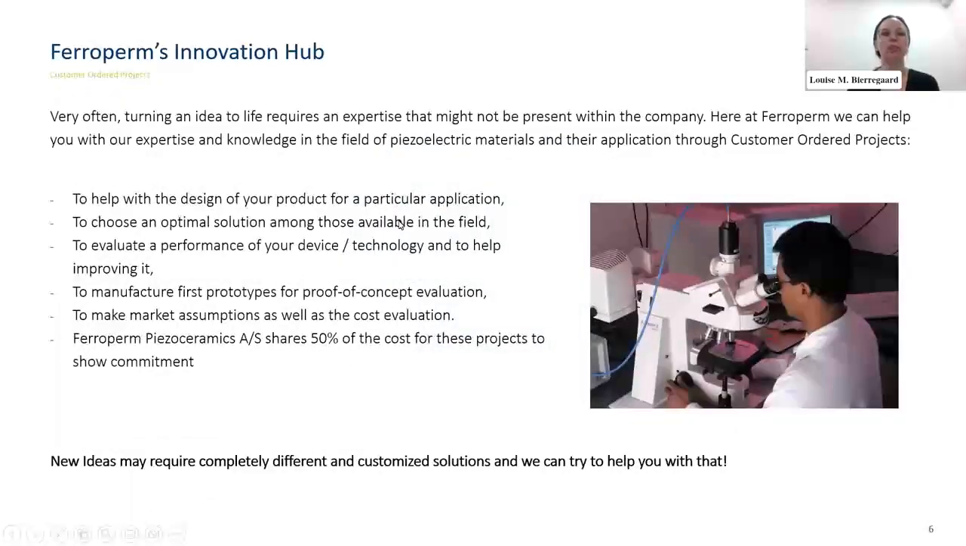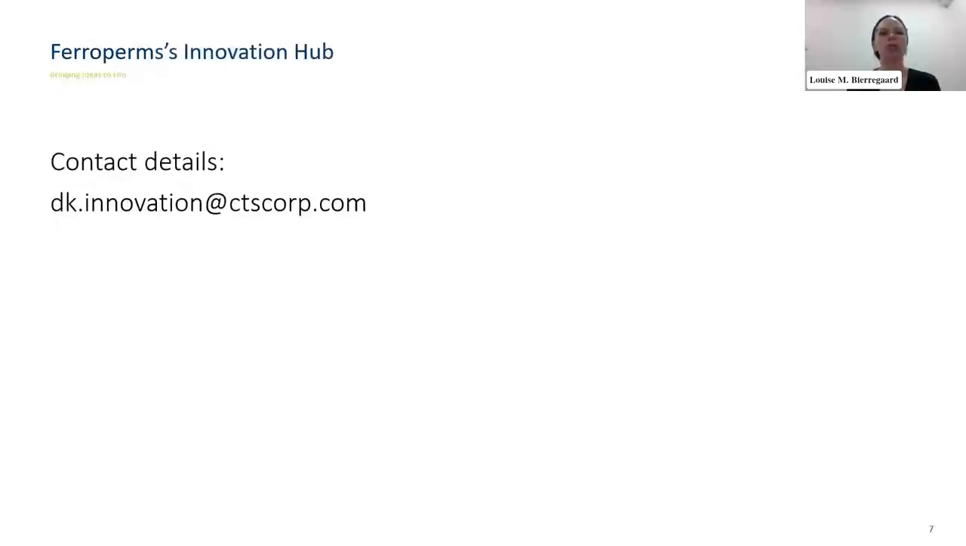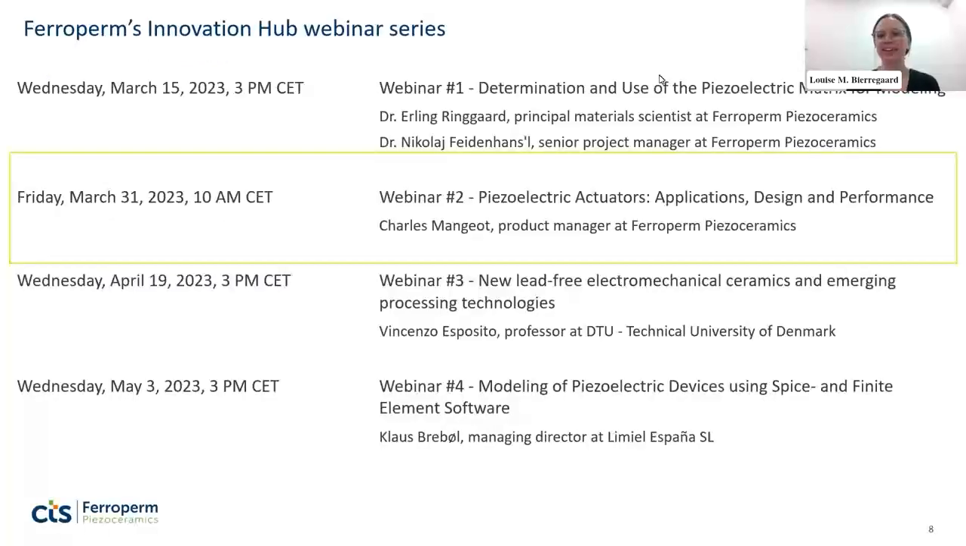For the customer ordered projects, we can help with the design and specification, to make an optimal solution, or to manufacture the first prototypes for proof of concept evaluation. New ideas may require completely different and customized solutions, and we can try to help you with that. If you have any inquiries, you're very welcome to contact us at dk.innovation@ctscorp.com.